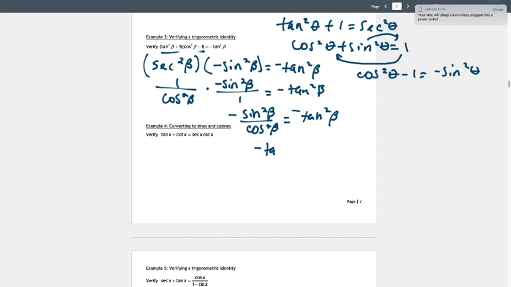And that does equal negative tangent squared beta. And so you have verified it.